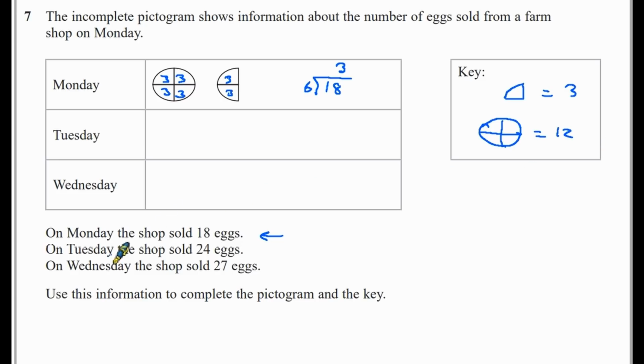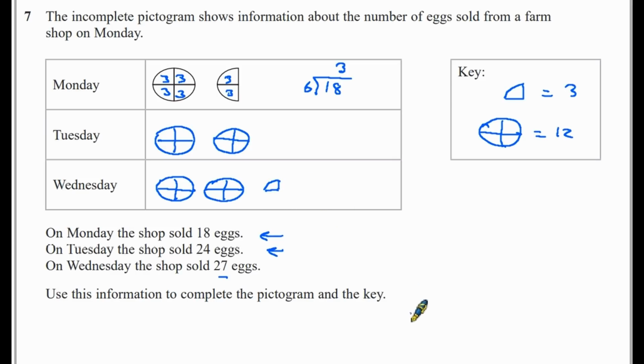So now we need to fill in the rest of the pictogram using the key that we've got. So on Tuesday there were 24 eggs. Well, that's quite straightforward, because if one of these symbols is 12, then 2 of these symbols is going to be 24. On Wednesday was 27 eggs. Well, we can quite quickly fill in the first 24 eggs, because that's the same as Tuesday. That's 24. We need another 3 eggs. We know from our key that 1 quarter would represent 3, so that is 12. 24 plus 3 is 27, and that's our answer.